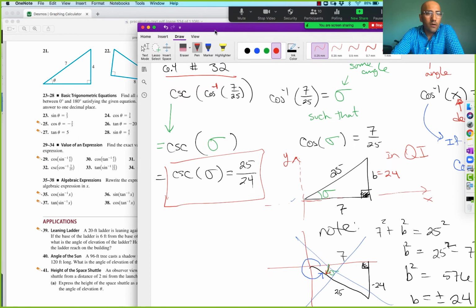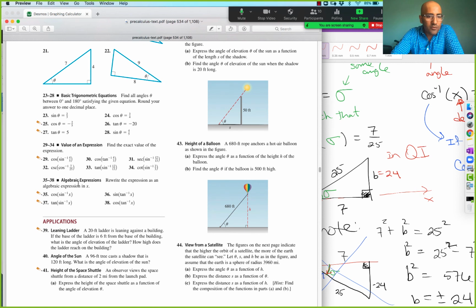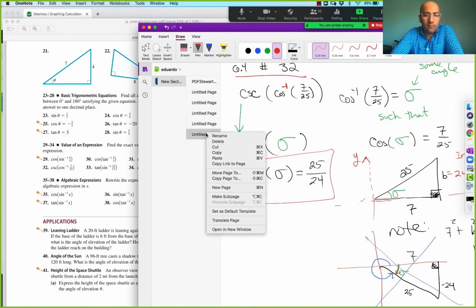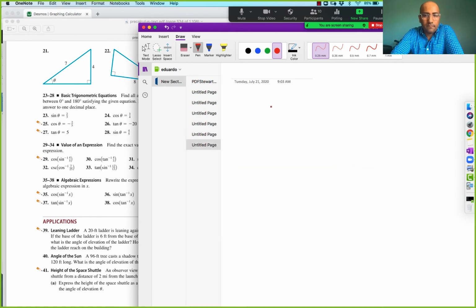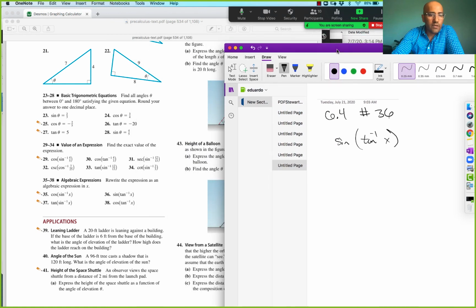Good. Okay, let's try one more of these, the ones that leave it abstract. How about 36? Section 6.4, number 36. We've got sine of tan inverse of x. The instructions just say, rewrite the expression as an algebraic expression in x.